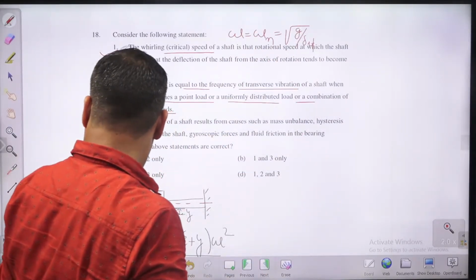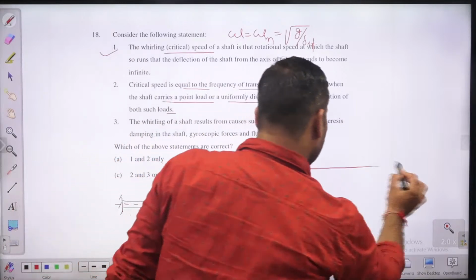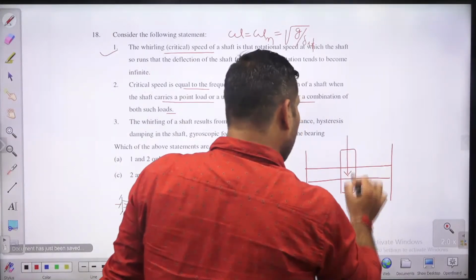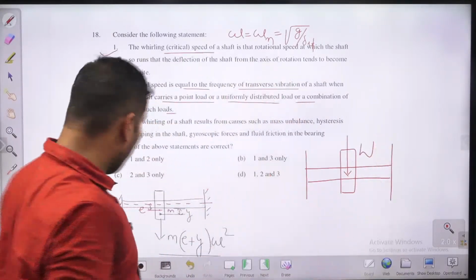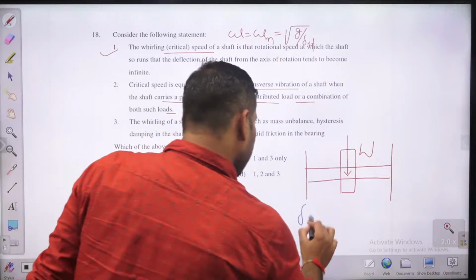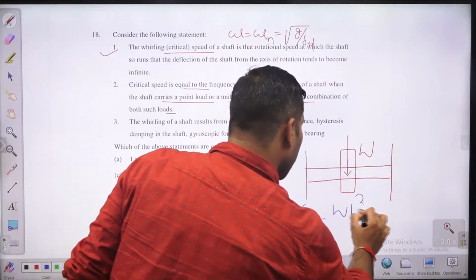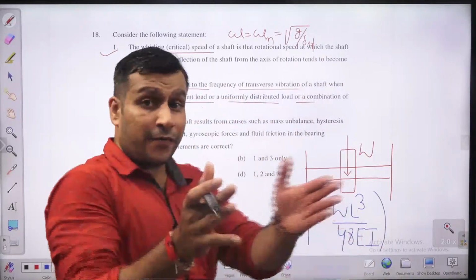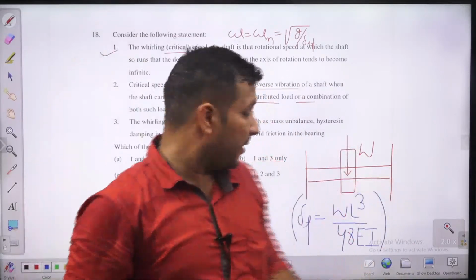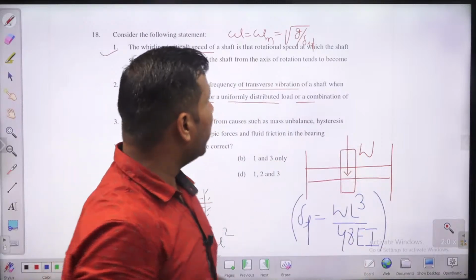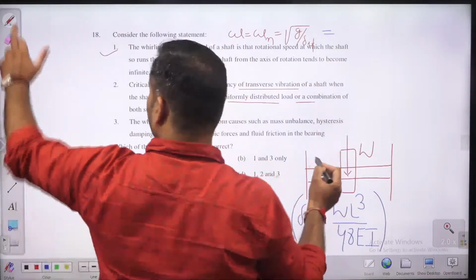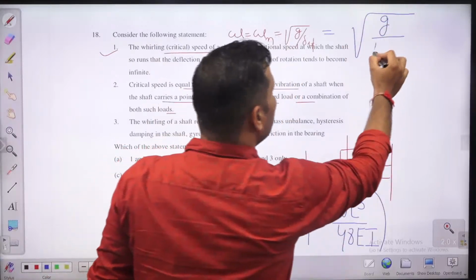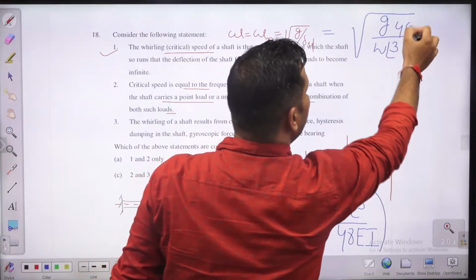If you take a case of a shaft carrying some point load at the center, what will be the static deflection, guys? Static deflection will be W L cube by 48 E I. You know, there is a shaft carrying some point load at the center. The static deflection will be W L cube by 48 E I. So natural frequency or the critical speed is nothing but under root g by static deflection, which is W L cube, and this you can write here 48 E I.